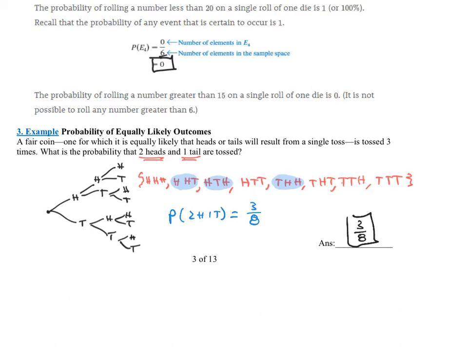I want you to notice in this problem that we are not forcing the order when you read it. When it says 2 heads and 1 tail, that does not mean it's just heads, heads, tails. It means there's 2 heads total and 1 tail total. So be careful with that. Otherwise, the answer would be 1/8. So make sure you interpret that problem correctly.